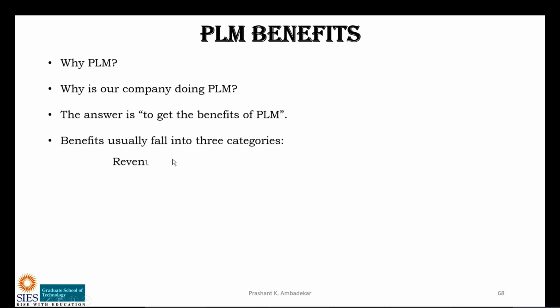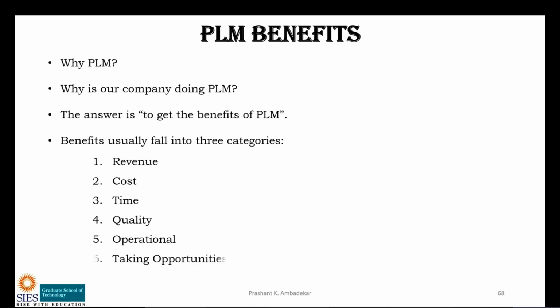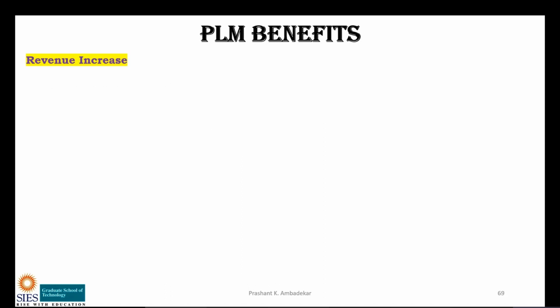So benefit falls in not actually three categories, it falls in six categories. The first is revenue, then cost, then time, then quality, operational, and then taking opportunities. Opportunities we have already discussed. We'll discuss the remaining now. How does PLM benefit, or what are the benefits?